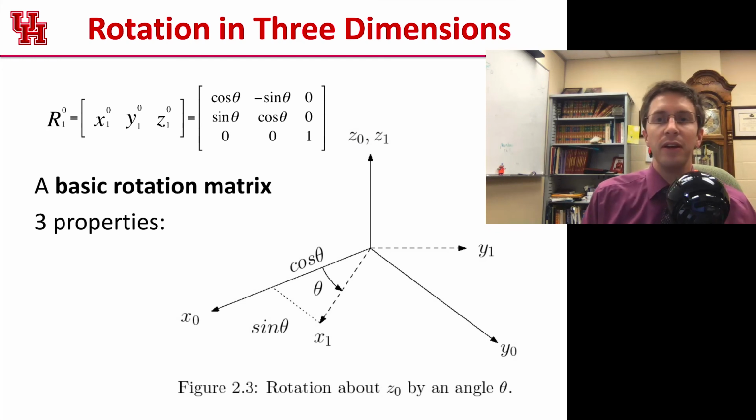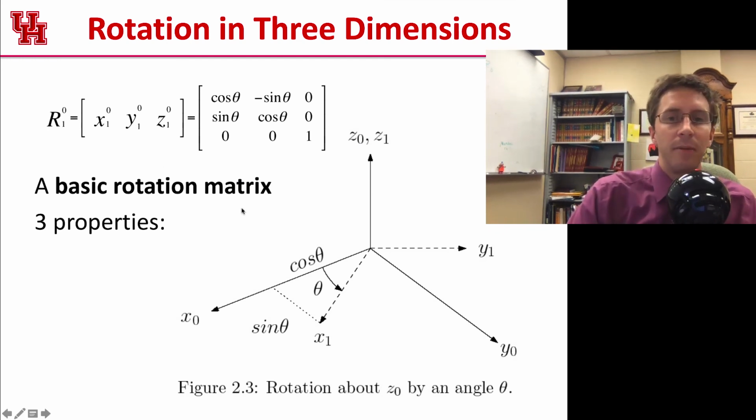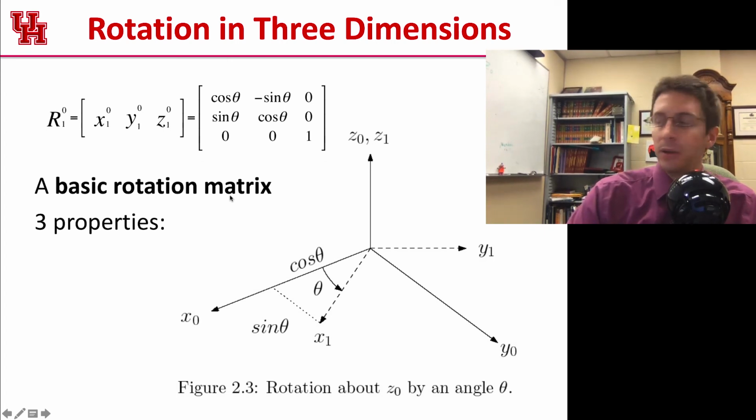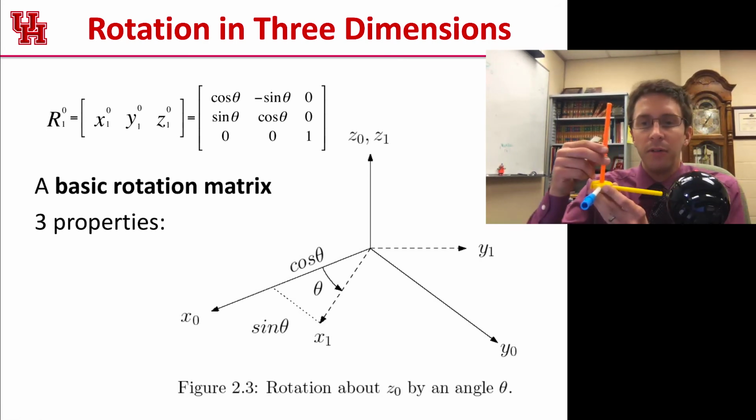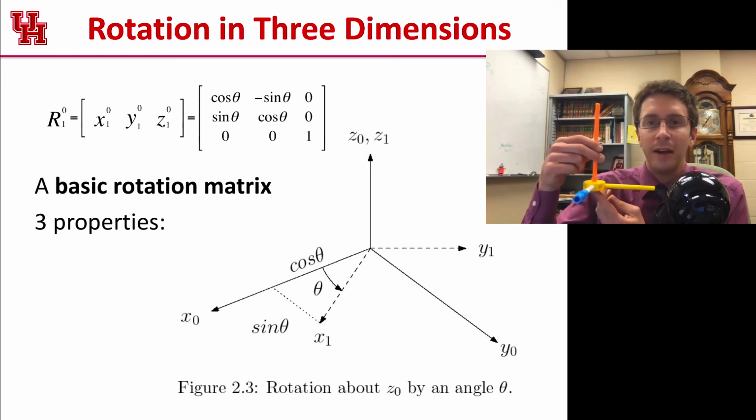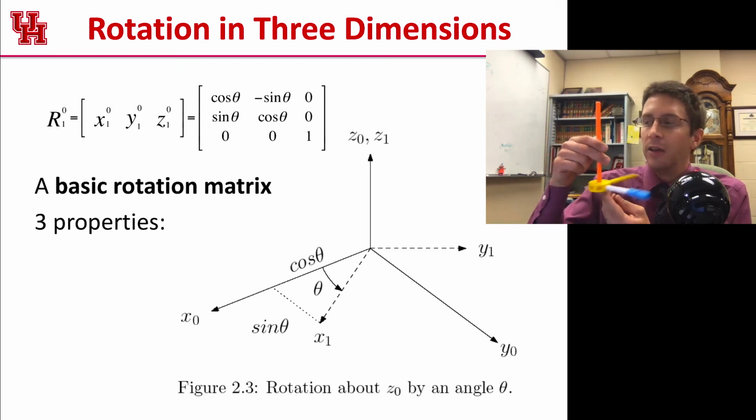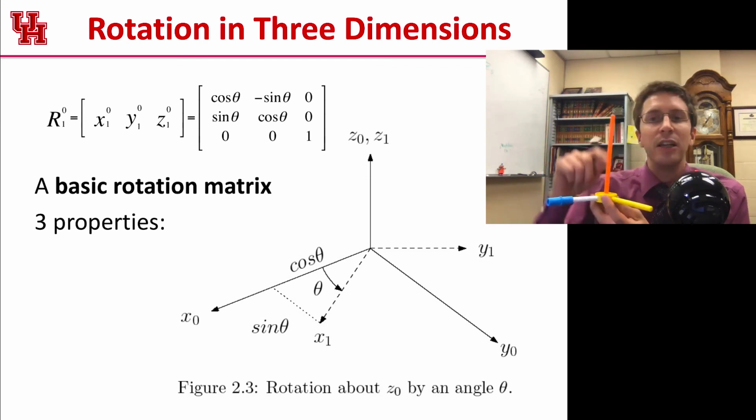Now when we move into 3 dimensions, we're just going to say, what is my vector x1 in frame 0? What is my vector y1 in frame 0? And what is my vector z1 in frame 0? And so here's our first simple explanation. If I take my coordinate frame and then rotate it about the z-axis, you notice that the z doesn't change at all.